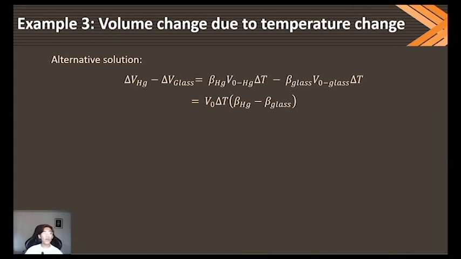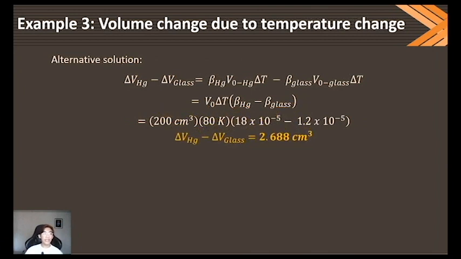So we have initial volume times delta T times the beta value of mercury minus the beta value of the glass. So if we're going to substitute the values, we have 200 cubic centimeter times 80 Kelvin times 18 times 10 raised to the power of negative 5 minus 1.2 times 10 raised to the power of negative 5. Our answer is still the same. The amount of the mercury that will overflow is still equal to 2.688 cubic centimeter.